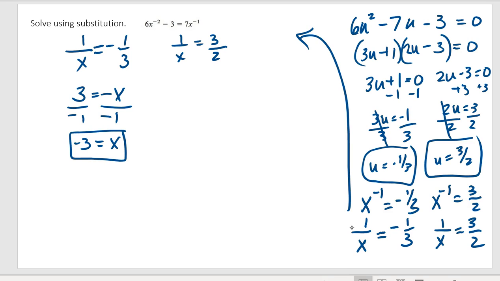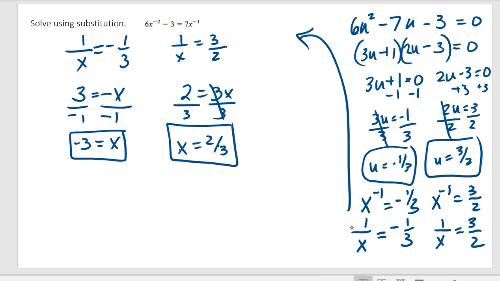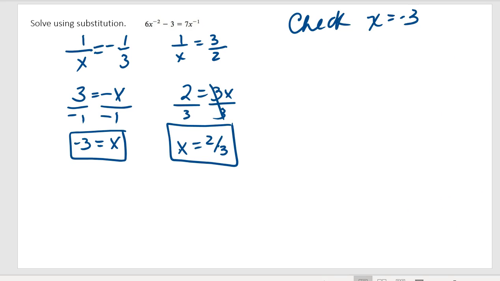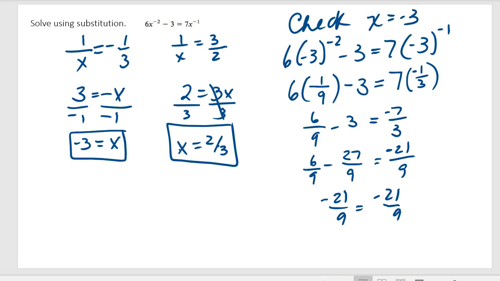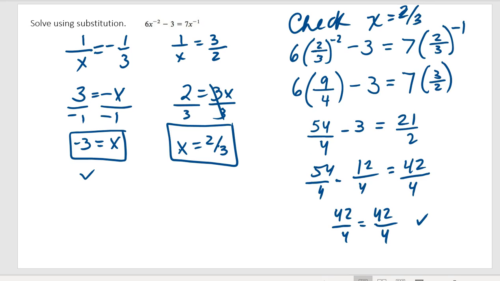And we'll do the same thing over here. 1 times 2 is 2, and x times 3 is 3x, and we'll divide by 3, and we'll get x is equal to 2/3. Now we have to check both of these in our original equation to make sure that they're valid answers. Let's check x is equal to negative 3. When I replaced x with negative 3, I found that I got a true statement, so x is equal to negative 3 is a solution. Now let's check x is equal to 2/3. And when I checked this and replaced x with 2/3, I ended up with a true statement. So this is also a solution. So we have two solutions.